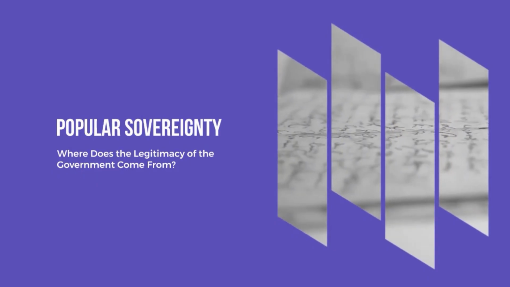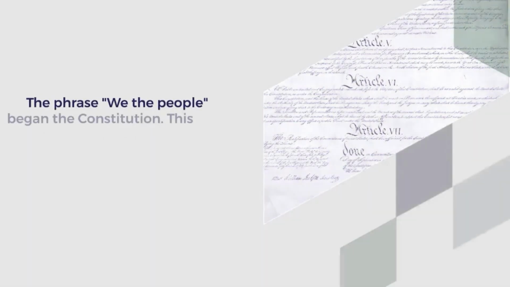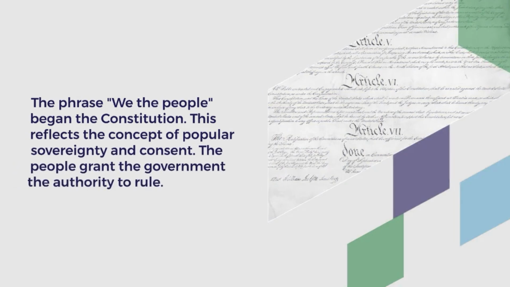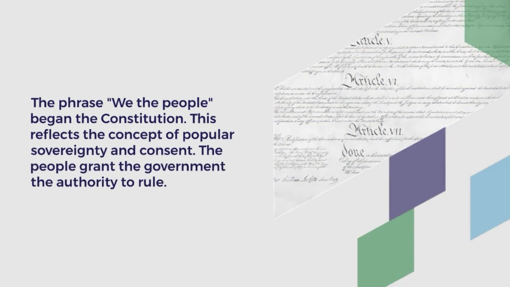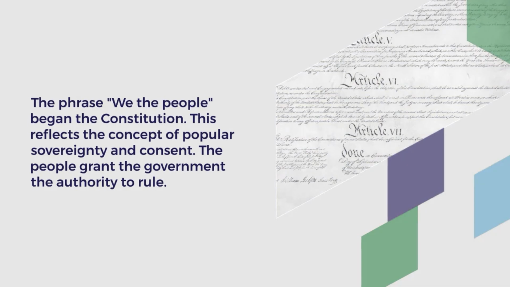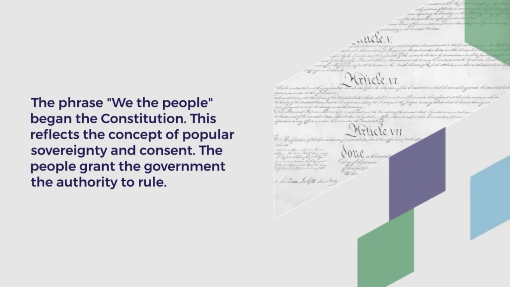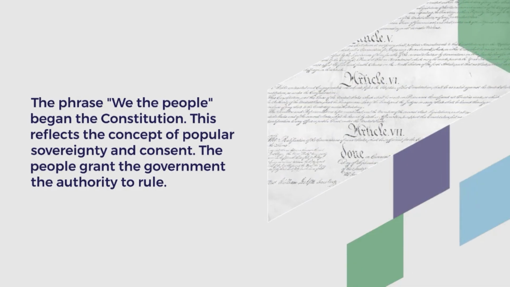Number 1. Popular sovereignty. Where does the legitimacy of the government come from? The phrase "We the People" began the Constitution. This reflects the concept of popular sovereignty and consent. The people grant the government the authority to rule.